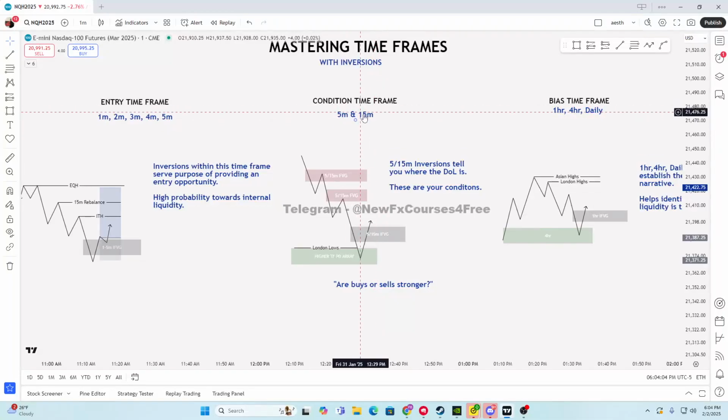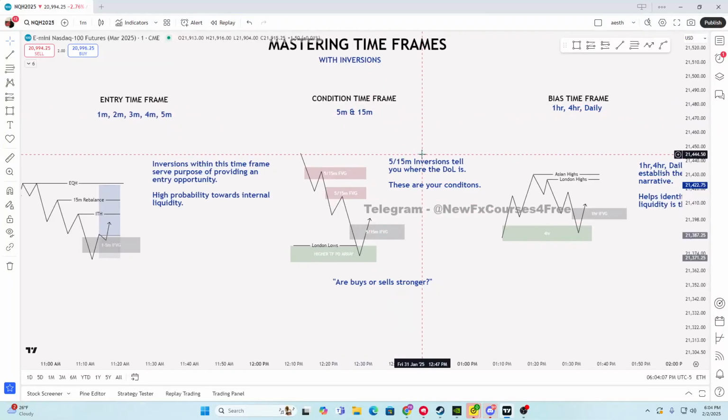So the 5 and 15-minute inversions, to me, this is probably the most helpful time frame, because the 5 and 15-minute are really going to tell you where the next internal liquidity is and where the drawn liquidity is on the lower time frame. If you're not utilizing the 5 and 15-minute inversions to help you know whether you want to be longing or shorting, then you're making a huge fucking mistake.